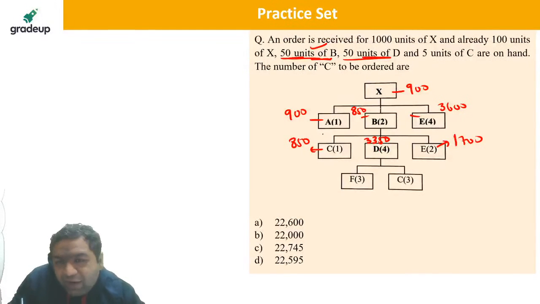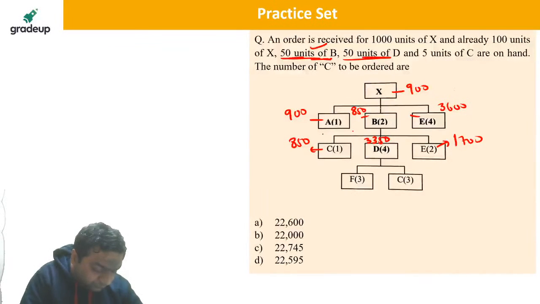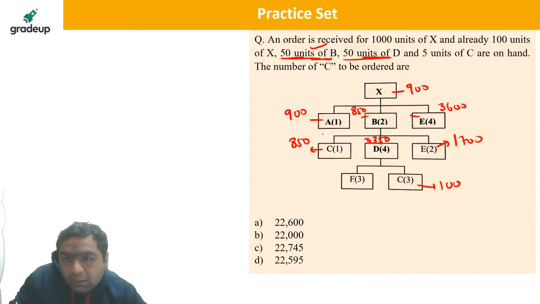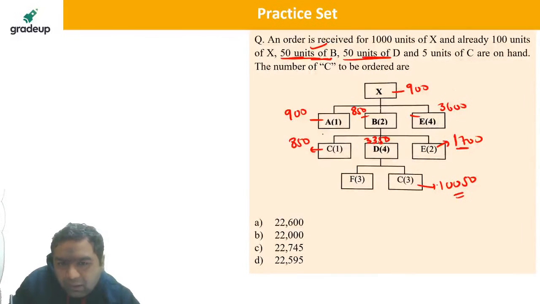So out of 3350 D, you know that if you multiply it with 3, the C requirement from here will be 10,050. 850 into 2 is 1700 now. So you will be getting 10,050 here, and you will multiply with this.